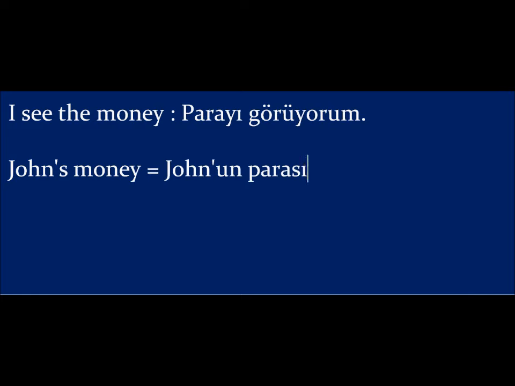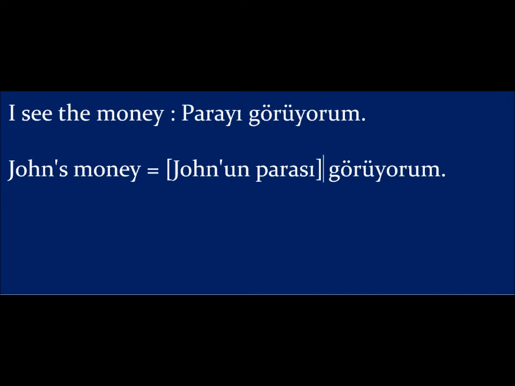Let's see, for example, John's money is John'un parası. We already know this. Let's say that I see this. Now I'm going to have to show it like this. So this is my direct object. Görüyorum, right? John'un parası is my direct object, so I'm going to have to put it in the accusative form. How am I going to do that?